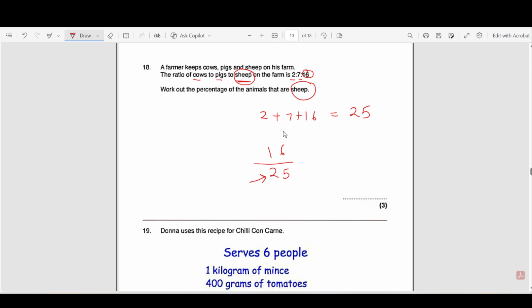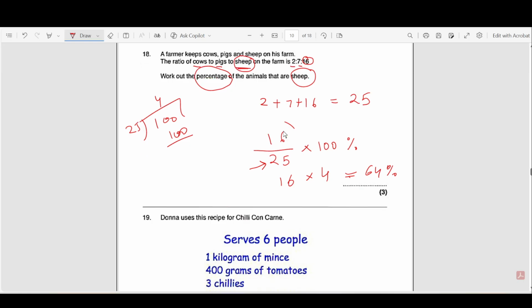Now 16 over 25, because we need to convert it into a percentage. To convert any fraction into a percentage, just multiply it by 100. So now 100 divided by 25. If you divide 100 by 25, 25 times 4 is 100, so the answer is 4. Here we have 16. 16 times 4 is 64. So the answer is 64%.